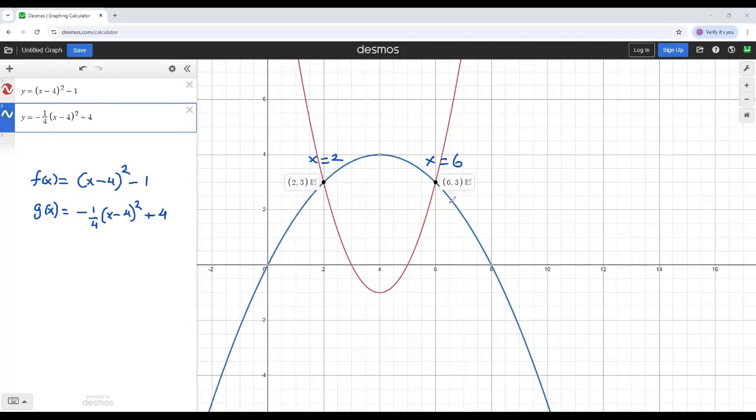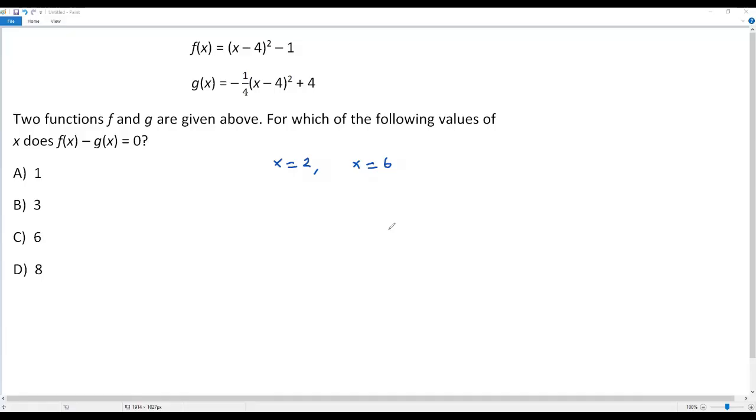Now let me go to the original question. As I said earlier, the x-coordinate at the point of intersection of the two graphs is the value of x for which f(x) − g(x) = 0. Here we got the x-coordinates at the 2 points of intersection, that is 2 and 6. For these two values of x, f(x) − g(x) is equal to 0. And among these two values, we find 6 in answer choice C. The correct answer choice for this question is C.